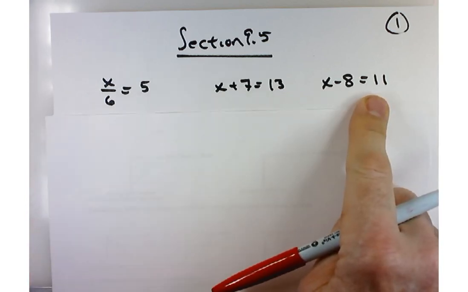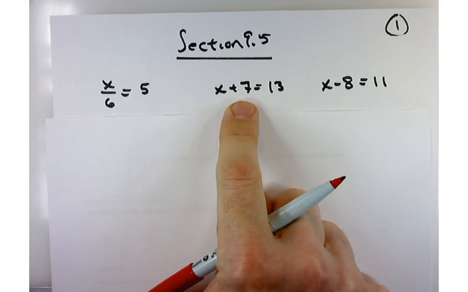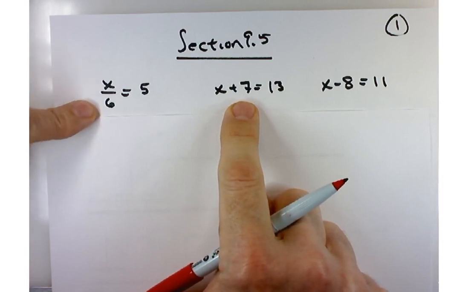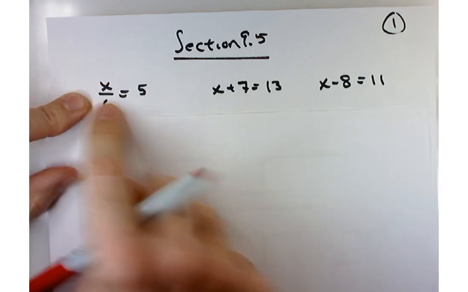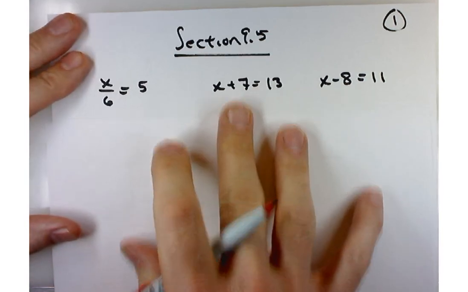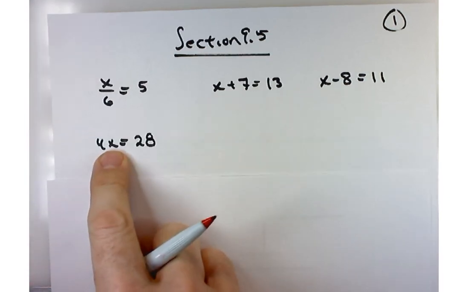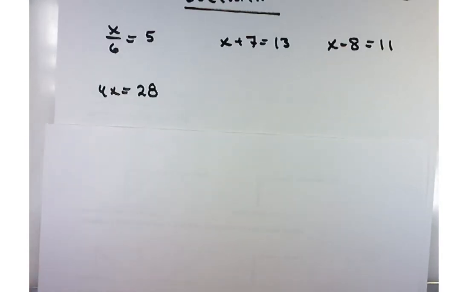What are you going to do to both sides? Yeah, you're going to add 8. And here you're going to subtract 7. What are you going to do over here? Multiply by 6. Yeah, multiply by 6. So instead of dividing, you're going to multiply. Instead of adding, you're going to subtract. Instead of subtracting, you're going to add. Instead of multiplying, you're going to divide. All these things kind of fall under one general heading. You're doing the opposite operation.